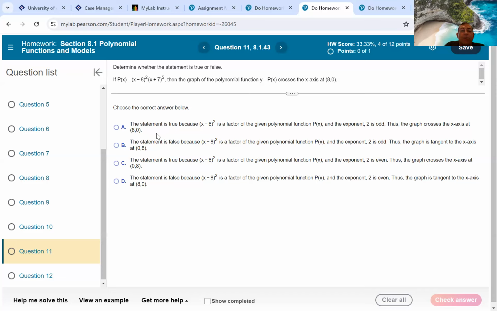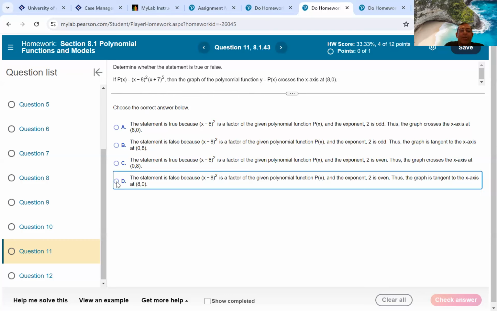So there's 2 false ones. So now here's the difference on these. On B, they said the exponent 2 is odd. Well, y'all, 2 is not an odd number. So it's got to be D. It's false because the exponent is even and the graph is tangent when they're even. Okay. So y'all know how I just did that.